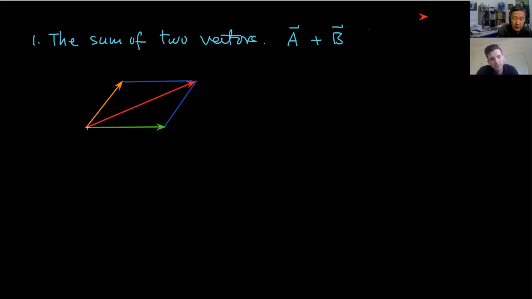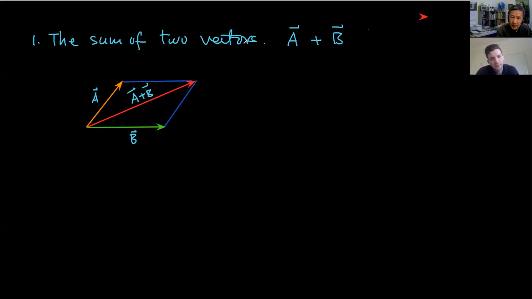So that is how we use a graphical method to define the sum of two vectors. If we label them, this is our A, and this is our B, then this would be the sum, A plus B. Okay. Now there are some variations if you want to apply this rule in practice.